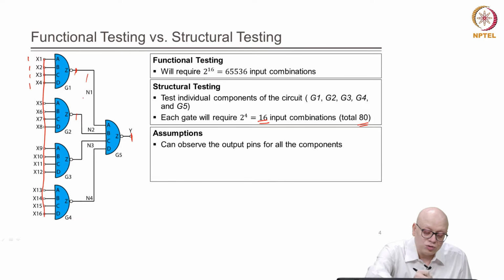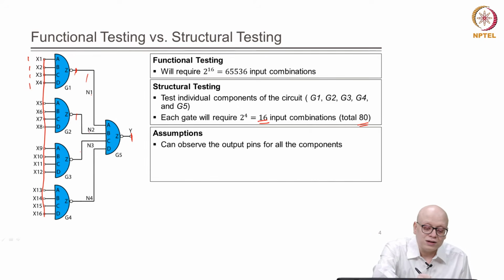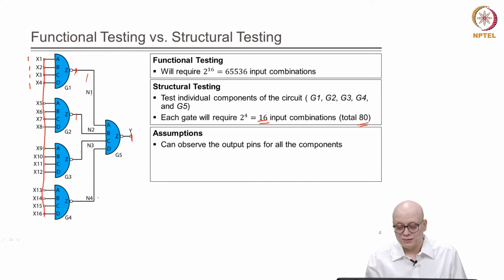The internal nodes or internal nets of the design or the circuit are not accessible to the automatic test equipment, and therefore, we cannot observe these nets N1, N2, N3 and N4, right. So, assuming that we can observe the output pins of all the internal components of our circuit may not be correct.